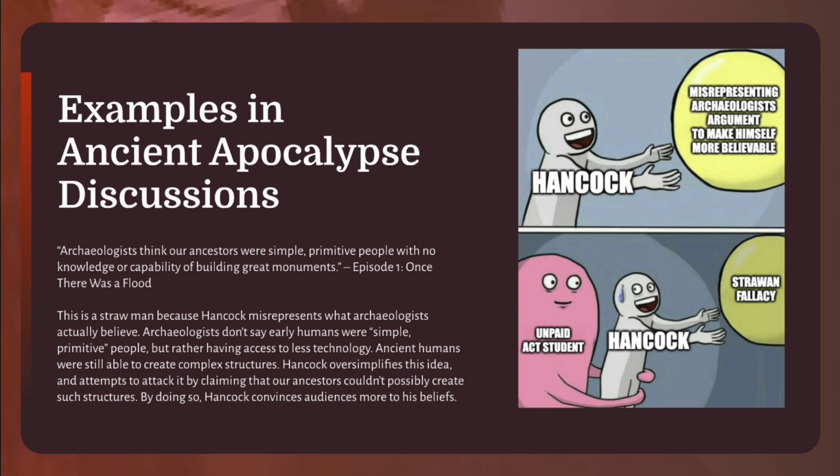In Ancient Apocalypse, Hancock says, "Archaeologists think our ancestors were simple, primitive people with no knowledge or capability of building great monuments." This is a strawman because Hancock misrepresents what archaeologists actually believe. Archaeologists don't say early humans were simple, primitive people, but rather just have access to less technology. Ancient humans were still able to create complex structures. Hancock oversimplifies this idea and attempts to attack it by claiming that our ancestors couldn't possibly create such structures. By doing so, Hancock convinces audiences more to his beliefs.